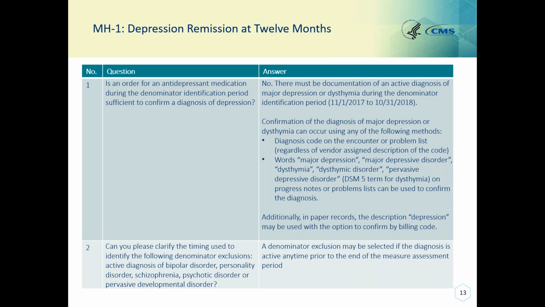Question 2 is, can you please clarify the timing used to identify the following denominator exclusions? Active diagnosis of bipolar disorder, personality disorder, schizophrenia, psychotic disorder, or pervasive developmental disorder. A denominator exclusion may be selected if the diagnosis is active any time prior to the end of the measure assessment period. Next slide, please.